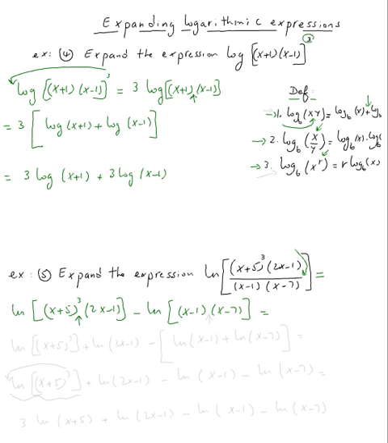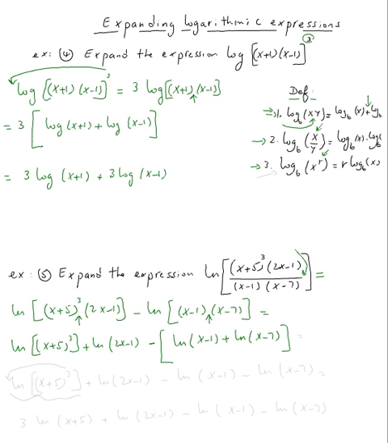Since we have a product here, we need to use number 1 again. So this is going to be equal to ln of the first factor, x plus 5 cubed, plus ln of the second factor, minus. I'm going to do parentheses here just to make sure. Now here we need to do ln of x minus 1, x minus 7. Since we have a product, we're going to use number 1 again. Number 1 says this will be equal to ln of x minus 1 plus ln of x minus 7.